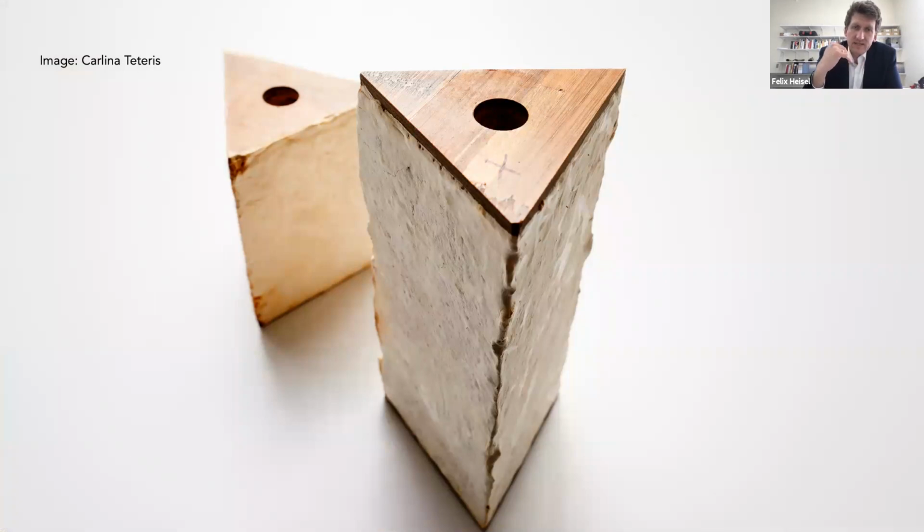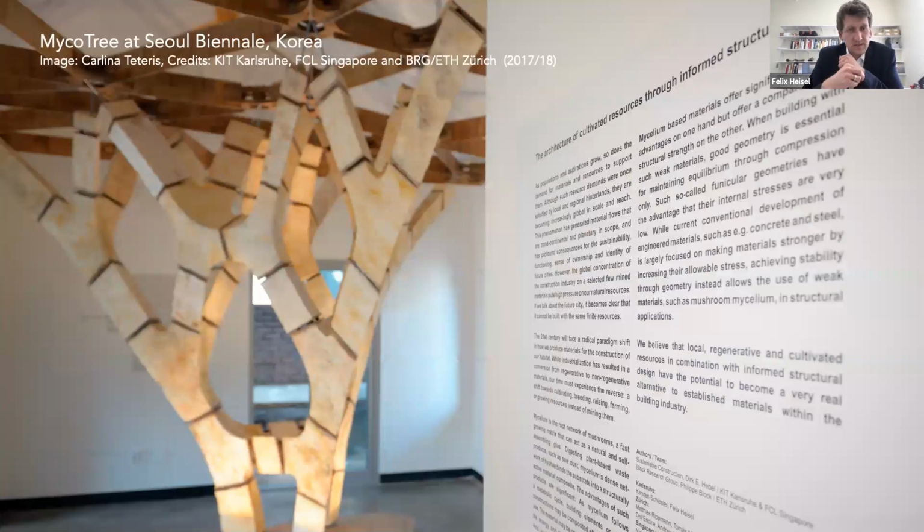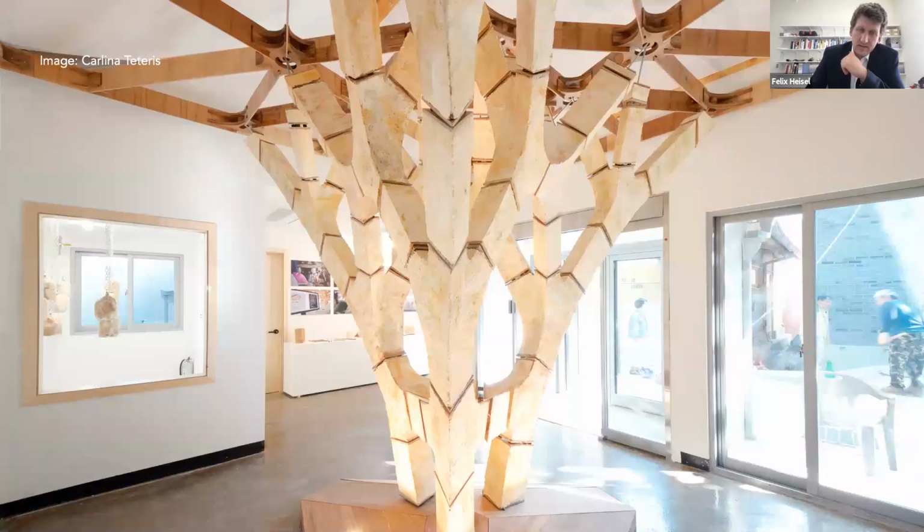And then we assemble those in Seoul into what we call the Microtree. And this was the first time mycelium was used structurally. So this structure actually carries the load of the roof. It's not just self-bearing, but it's load-bearing. And the important aspect here is that we worked together with the Block Research Group from the ETH Zürich to make this possible, because we realized that the engineering part is as important as the material discovery, right?